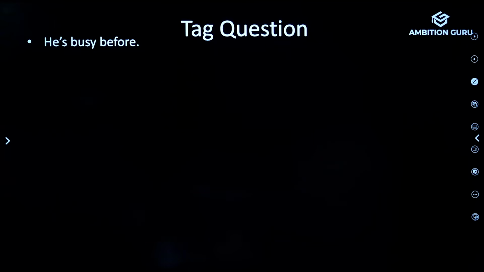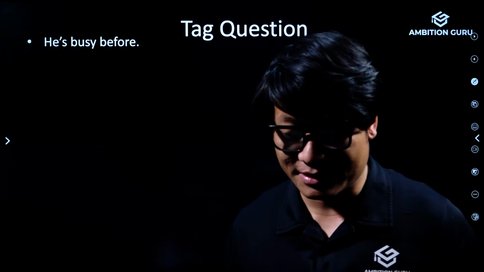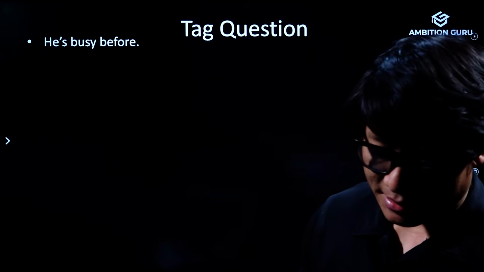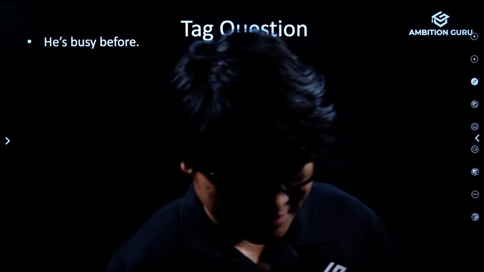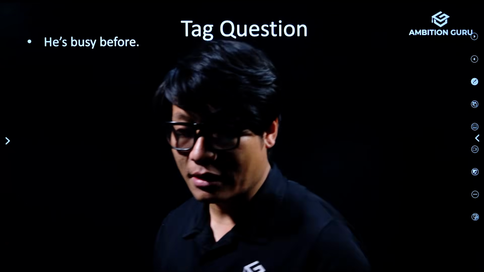Okay, I'm checking your answers. I can see mixed answers. Check your answer very well. I can see even isn't he or wasn't he. Guess which is the right answer. Isn't he or wasn't he? Sorry. You need to check the answer very well. So he's busy before. So check, one word can change the whole meaning of the sentence. So you need to understand.